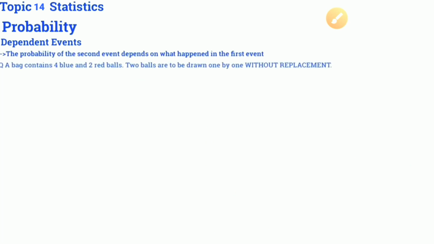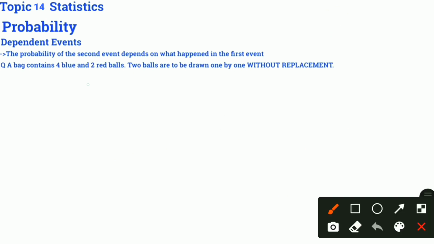Dependent events. The probability of the second ball event depends on what happened in the first event. A bag contains 4 blue balls and 2 red balls. 2 balls are to be drawn one by one without replacement. So this time this is without replacement. So picking the first ball and then picking the second ball.